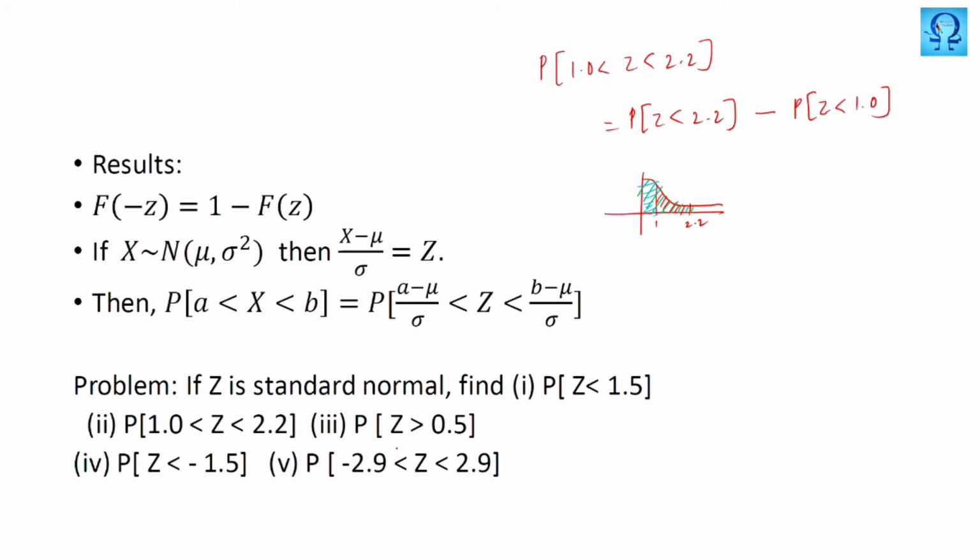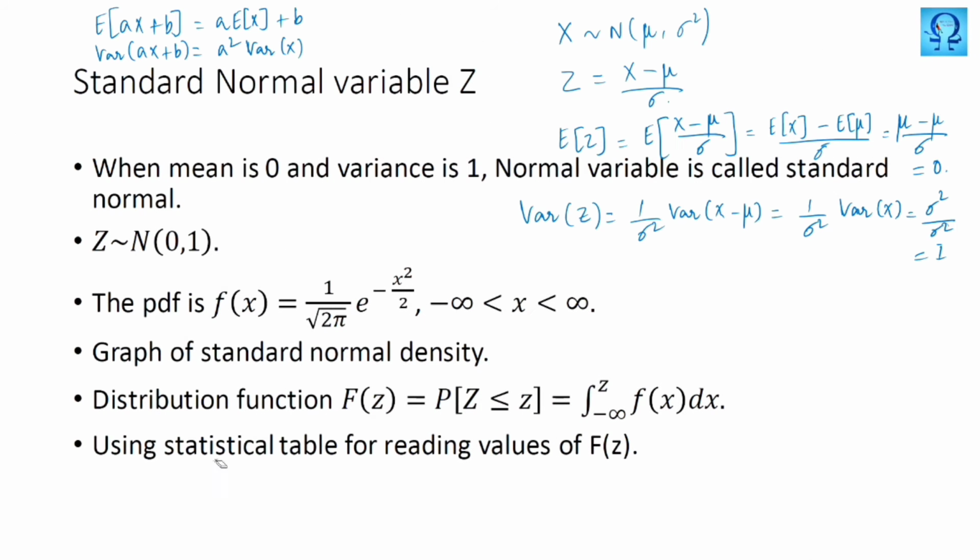Moving further, here you are asked to calculate the probability of what? Z greater than 0.5.